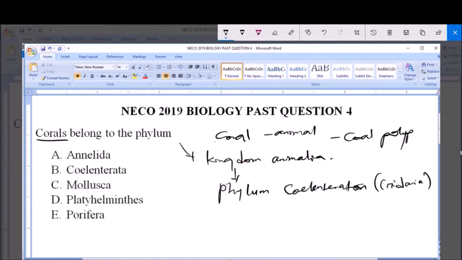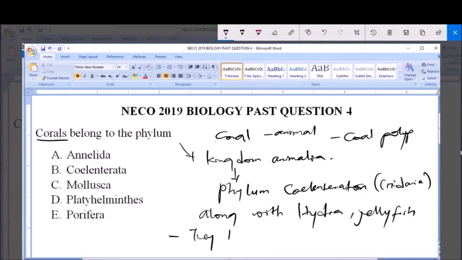Along with Hydra, sea anemones, and jellyfish, coral belongs to the phylum Coleopterata. They are phylum Coleopterata because they have specialized cells and tissues, and they are radially symmetrical.